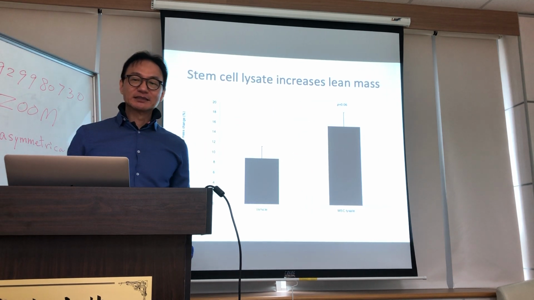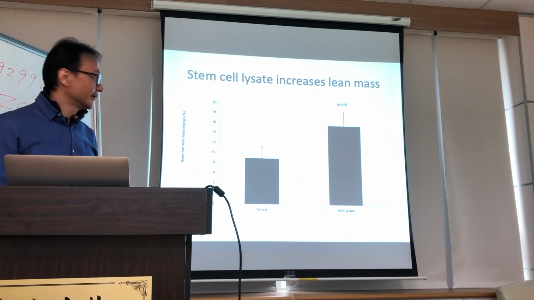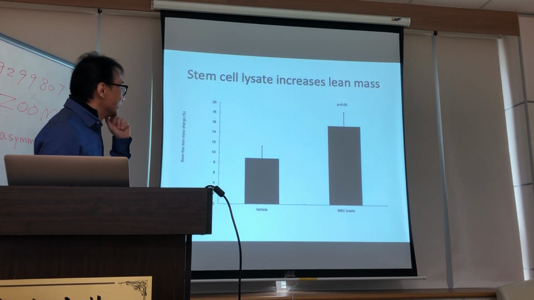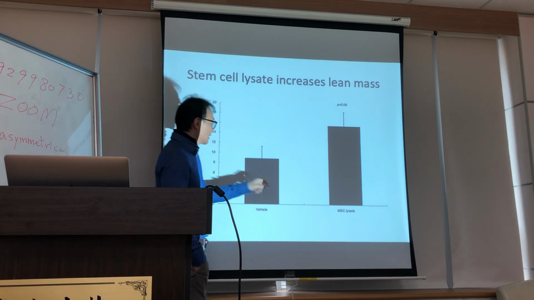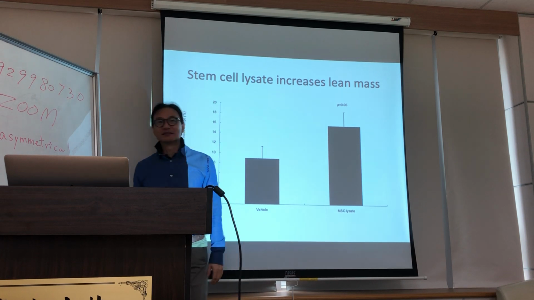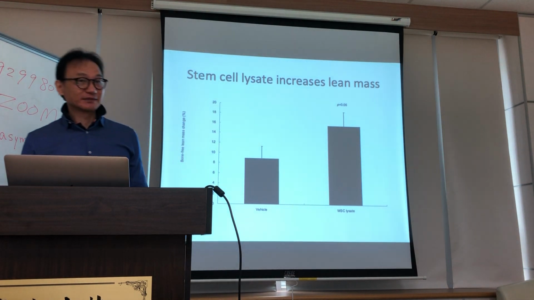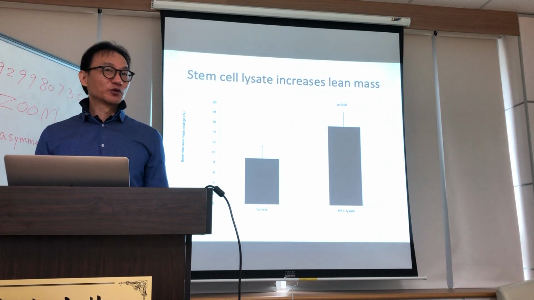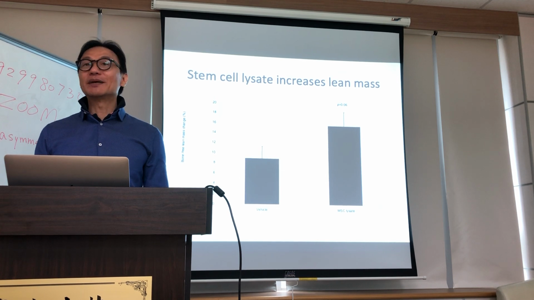How about lean mass? It's quite interesting that the lean mass in the mesenchymal stem cell lysate group is higher, but they are shorter lived. Longevity is shorter. So what do you learn from here? What is the best body composition for your surviving fitness?